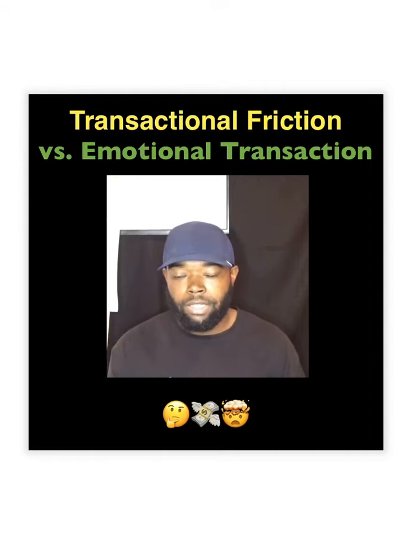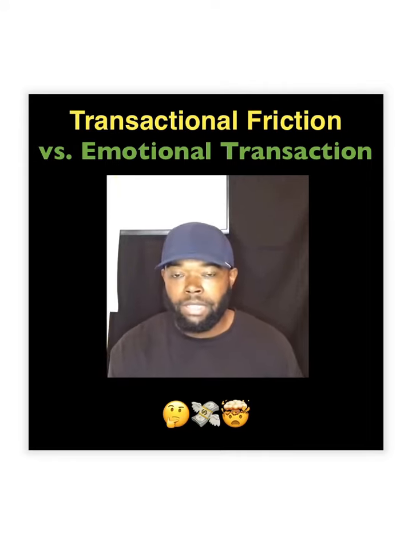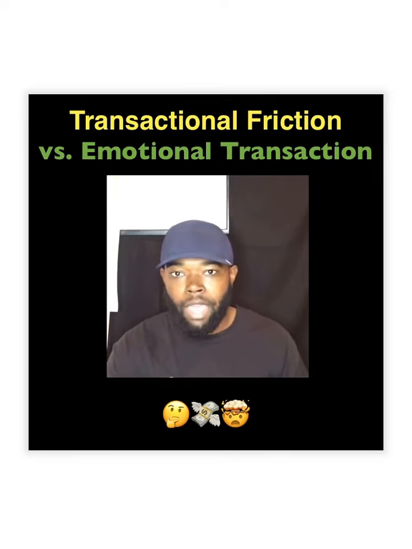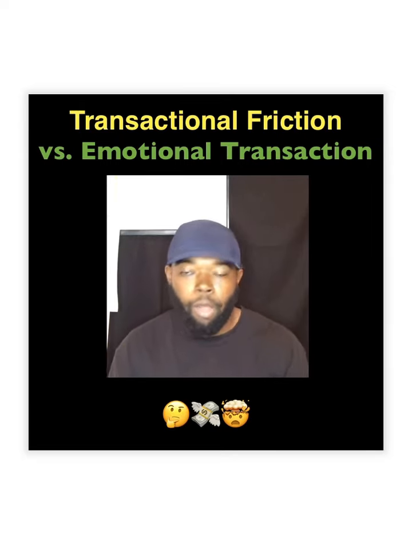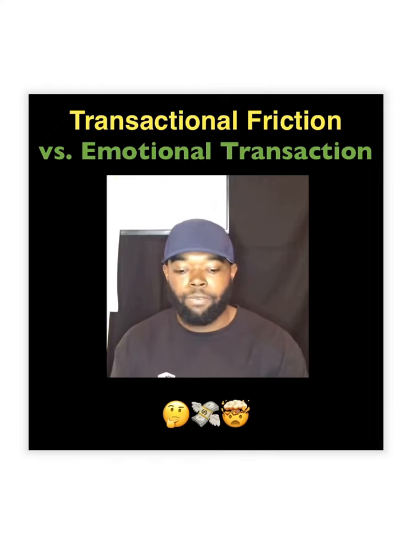The transactional friction is higher with the cash, meaning you have to do more. It's a little bit harder. It's more obstacles to get over to give the cash than it is to just swipe a card. That's why the cash envelope, using cash period, is better for beginners.